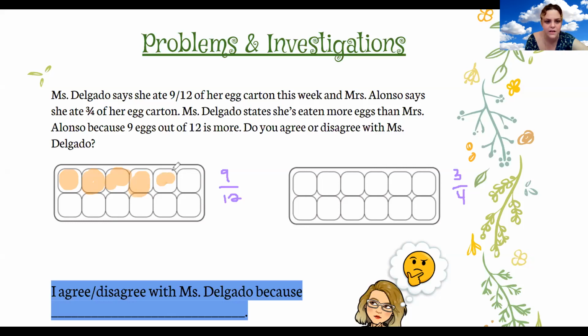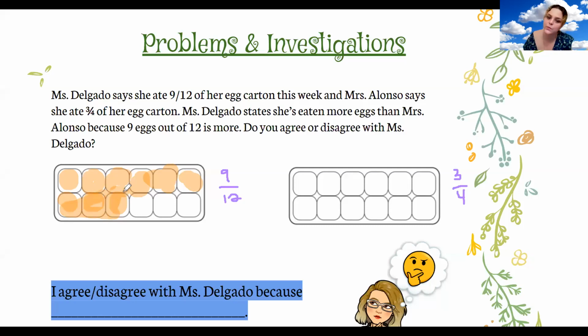So that's 4, 5, oof, that's not nice, but it's okay, 6, 7, 8, 9, which means that there's only 3 eggs left in her carton. Okay, so now let's do 3/4.